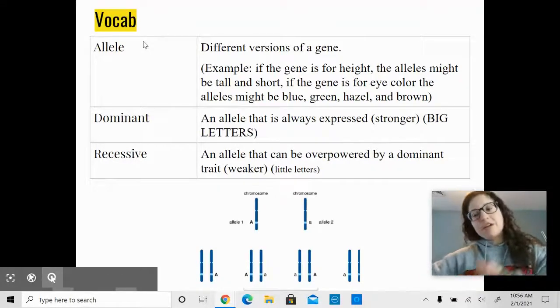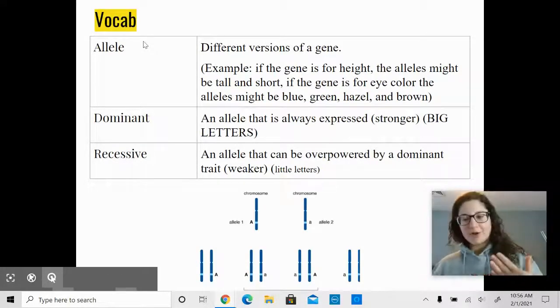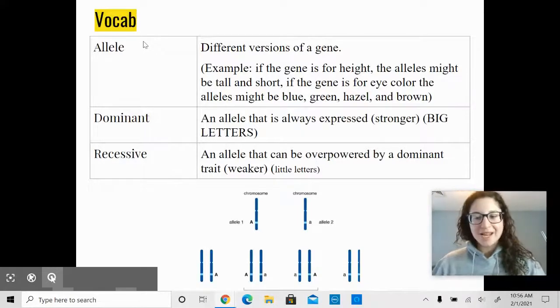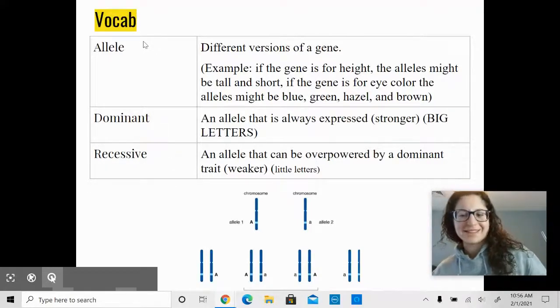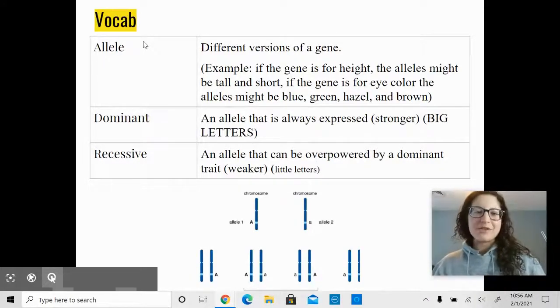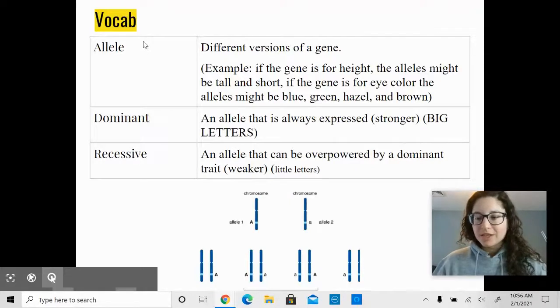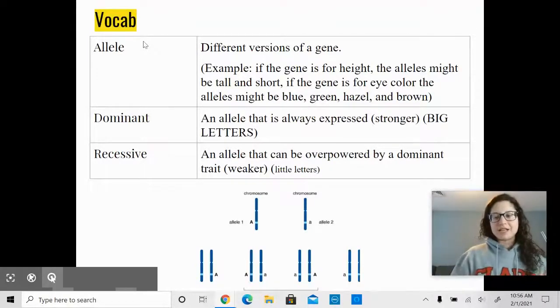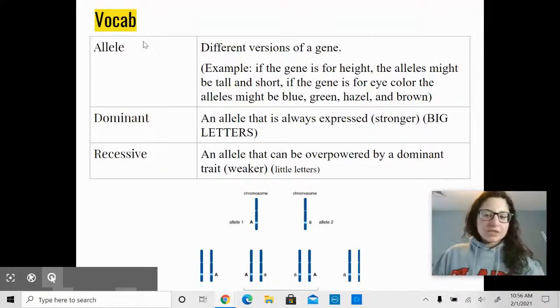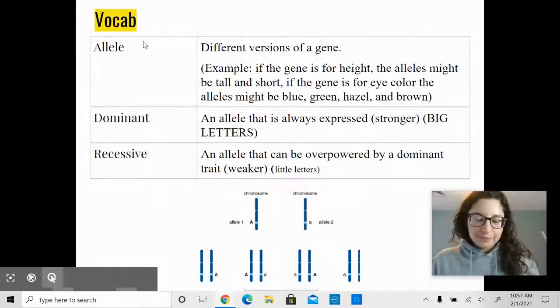So again, this is similar if you're talking about cell phones. You can have the iPhone 8, the iPhone 10 or X, the iPhone Pro, whatever it's called. Those are different versions or different alleles of the iPhone. So same thing with genes and traits. You have different alleles, which are the same gene, just different versions. So with eye color, the trait or the gene would be eye color, and then the alleles would be like blue, brown, green, hazel, whatever else there is.